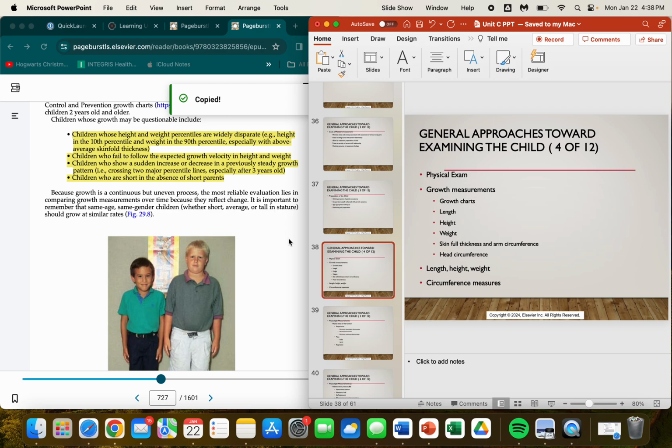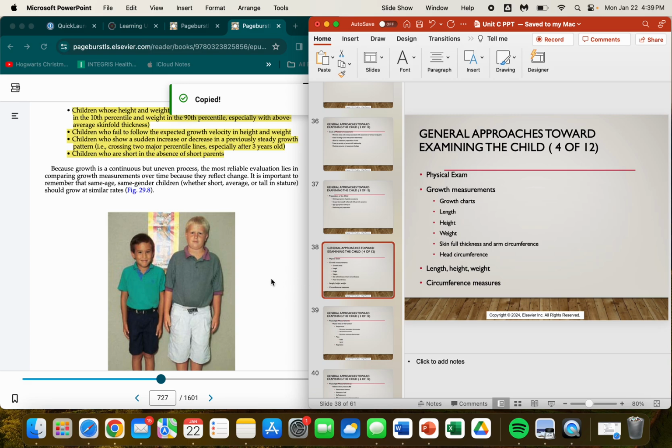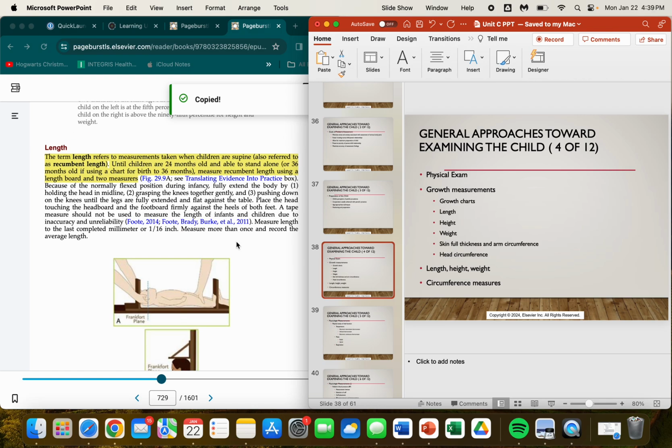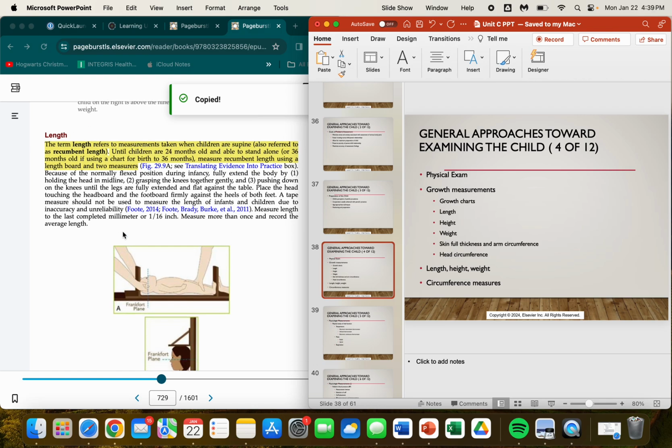Or vice versa, maybe they're in the 90th percentile for weight and the 10th percentile for height, which would indicate maybe they have some developmental issues, maybe there's something wrong that's causing them to not develop appropriately, or maybe they are a risk for obesity. Those are all things that we need to note whenever we're talking about an intake, a history, and an assessment. Length: we always measure length in kids to ensure their growth.